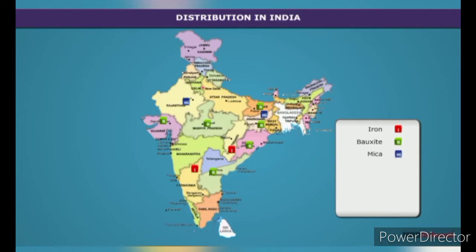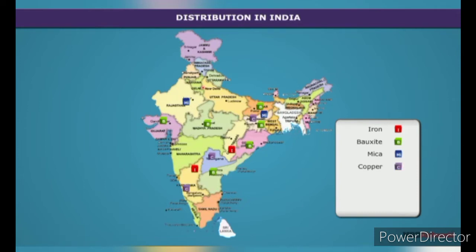Mica. Mica is a non-ferrous mineral. It is found in layers in the sedimentary rocks. India is the largest producer of mica, accounting for 60% of mica trade in the world. Mica deposits are found in the northern edge of the Chota Nagpur Plateau, Koderma, Gaya, and Hazaribagh belt of Jharkhand. Some deposits are also found in Rajasthan.